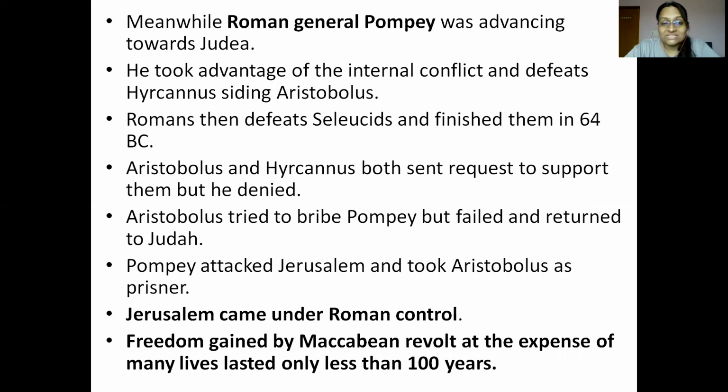Pompey, seeing all that was happening in the Judean territory, took advantage of this friction, this internal conflict. So it is a divide and rule policy, as we can see. He saw that there was a division, and he took advantage of the situation, defeating Hyrcanus by siding with Aristobulus.